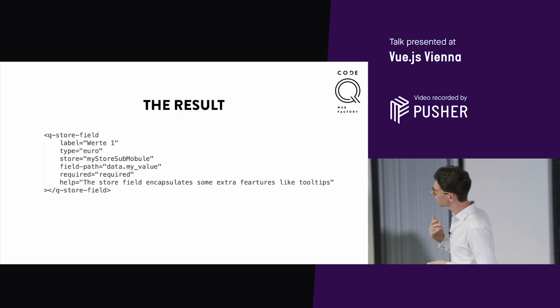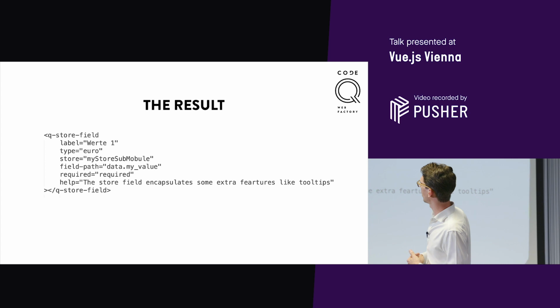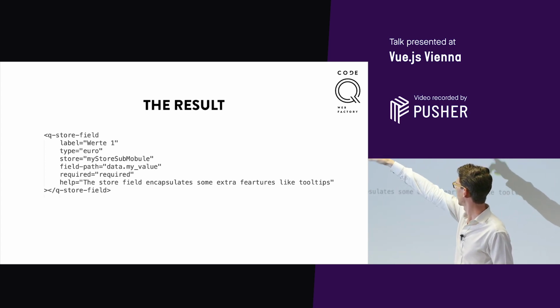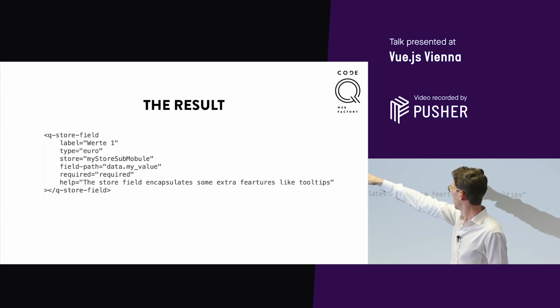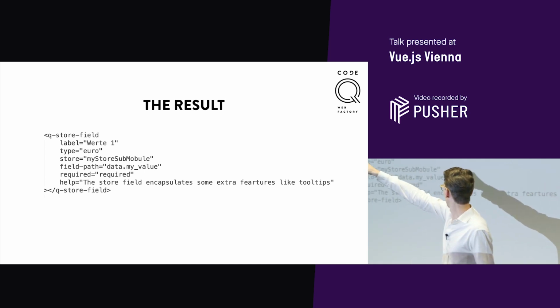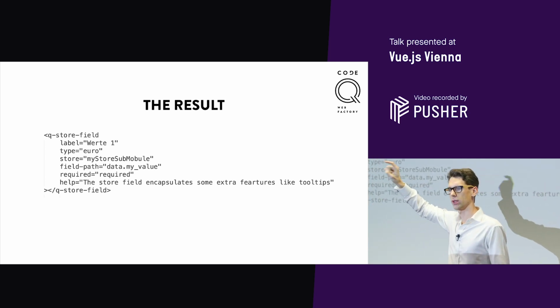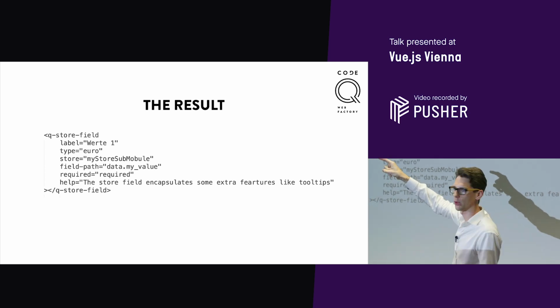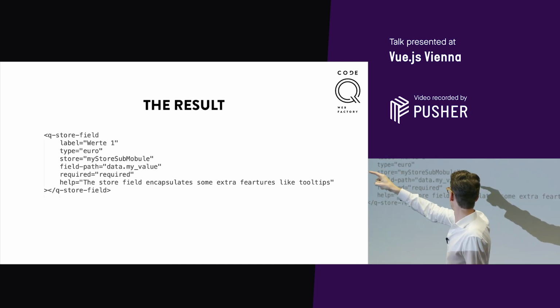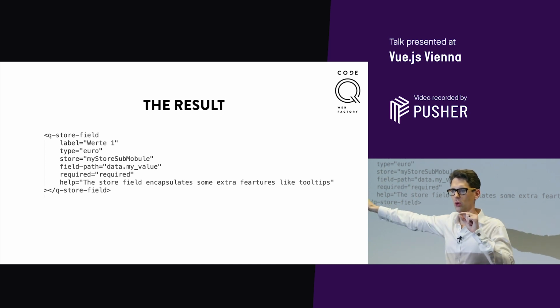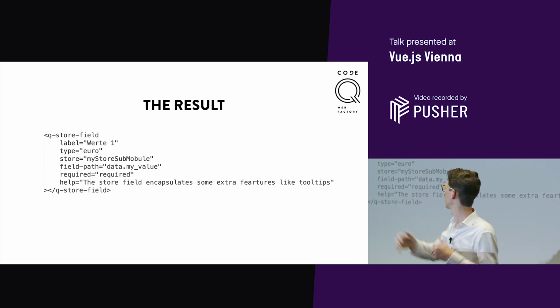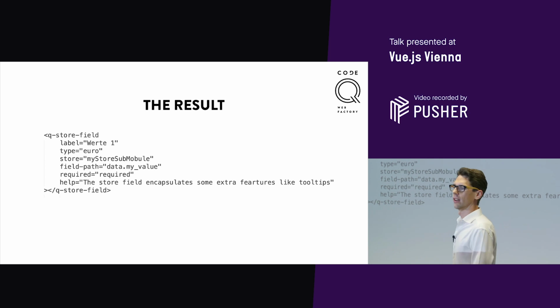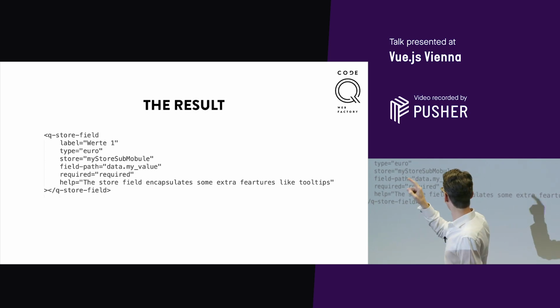So I'm using it like this. I'm saying, hey, I have a store field. I give it a label. I define the type. I'm using Vuex with submodules. So this is where I'm defining the submodule I'm using. And I'm defining the path in the Vuex store where the value is bound to. And that's it.